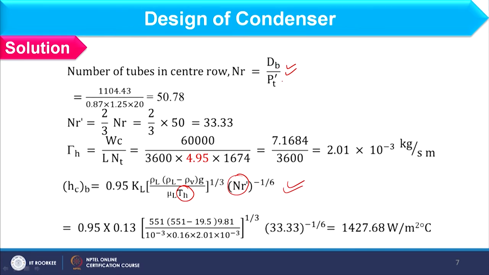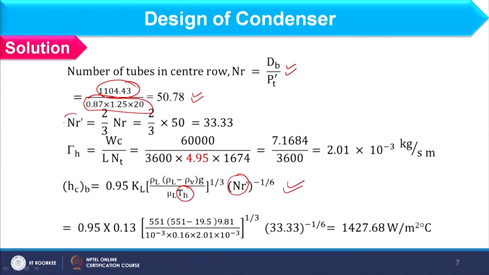Nr will be Db by Pt'. The bundle diameter we have already obtained, and that bundle diameter will be divided by Pt', and Pt' will be 0.87 into Pt because I am considering triangular pitch, right. So, here I have the number of tubes in the center row, that is Nr, as 50.78. Now, you should understand that Nr is basically the number of tube rows, which will never be in decimal. So, we should consider the correct value, and for that purpose we have to round it off. I should not round it up, I have to round it off, because the bundle diameter is fixed, right.